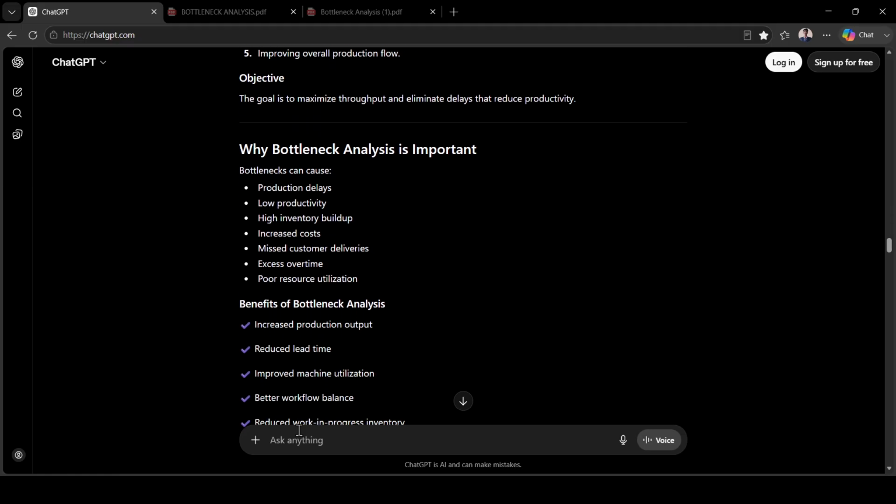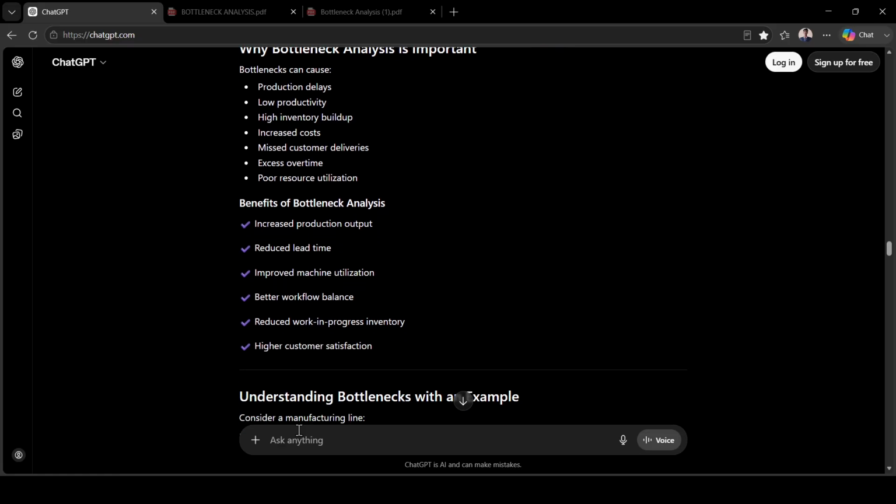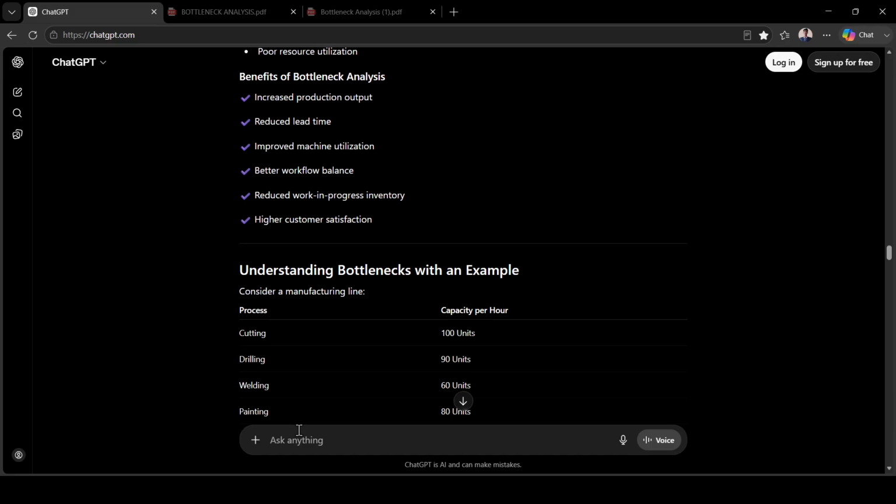Why is bottleneck analysis important? Bottlenecks can cause production delay, low productivity, high inventory buildup, increased cost, missed customer deliveries, excess overtime, and poor resource utilization. Benefits of bottleneck analysis: increased production output, reduced lead time, improved machine utilization, better workflow balance, reduced work in progress inventory, and higher customer satisfaction.